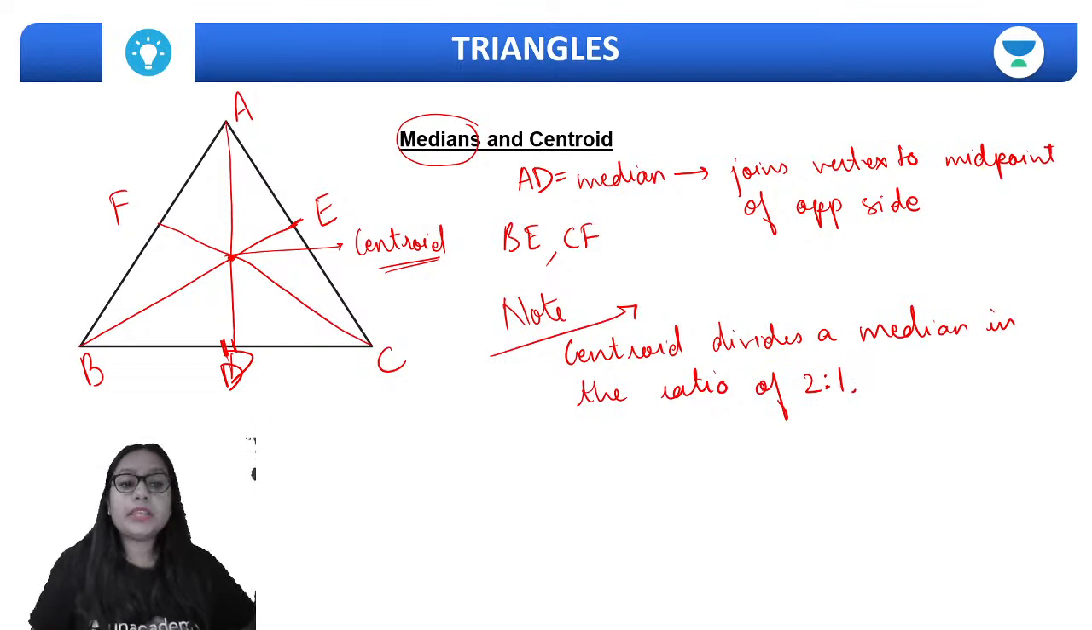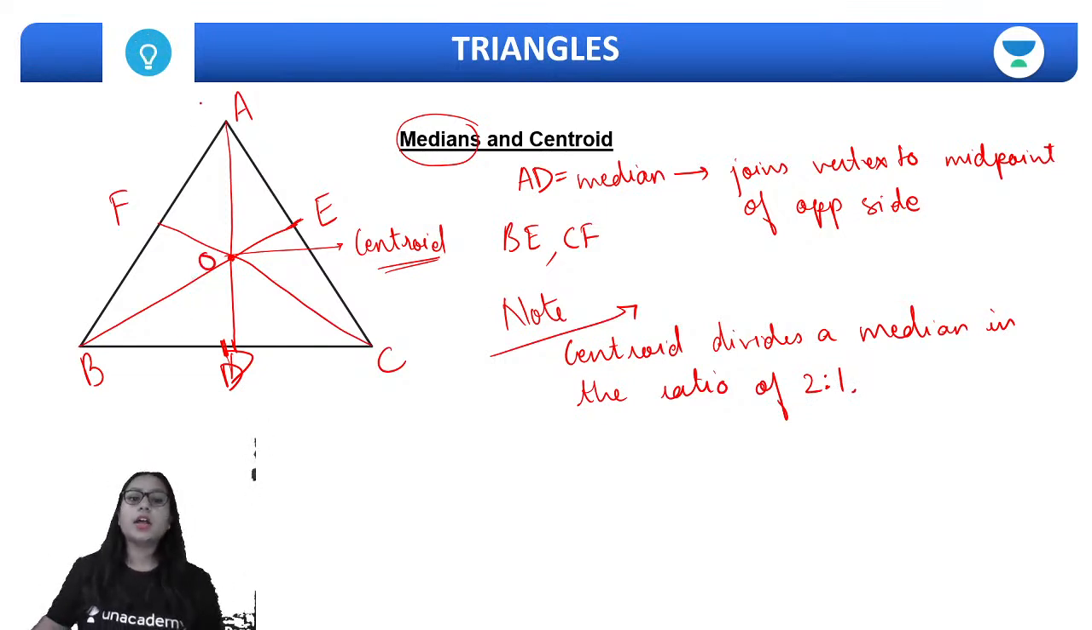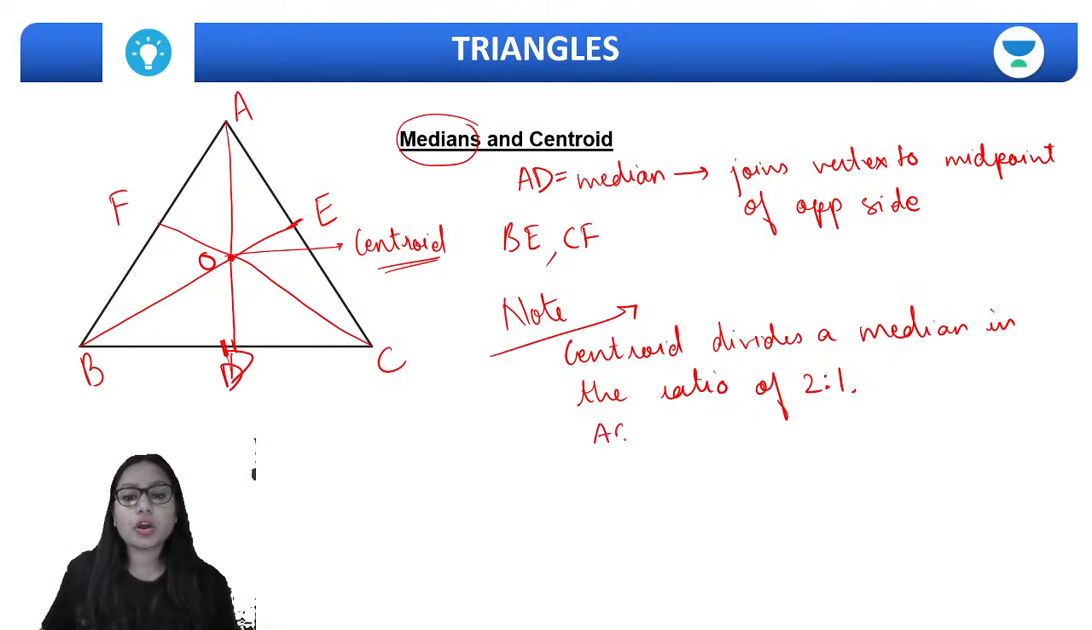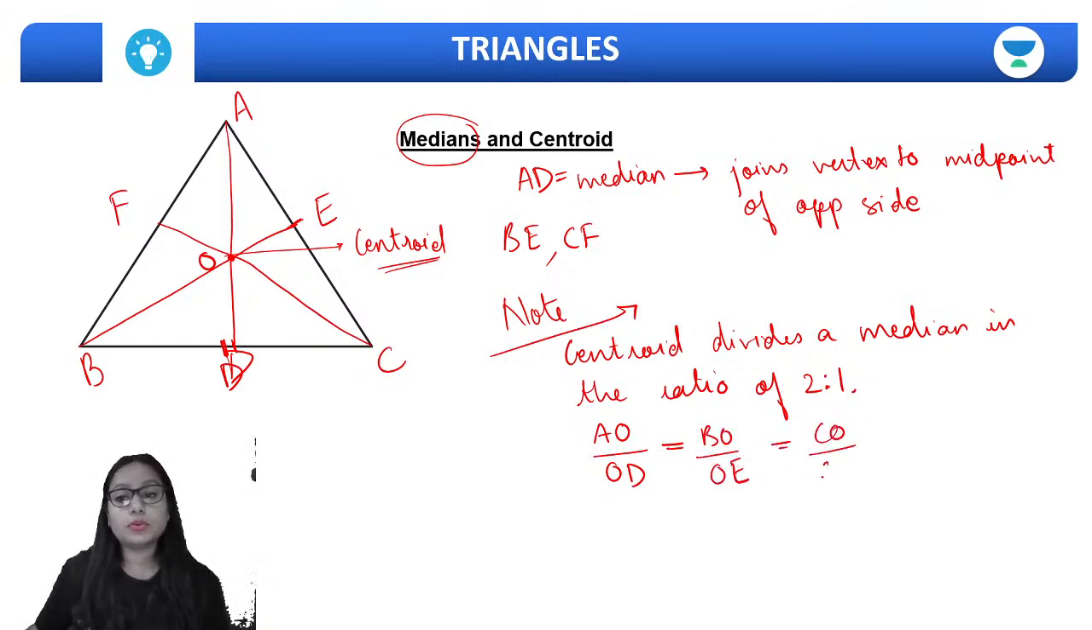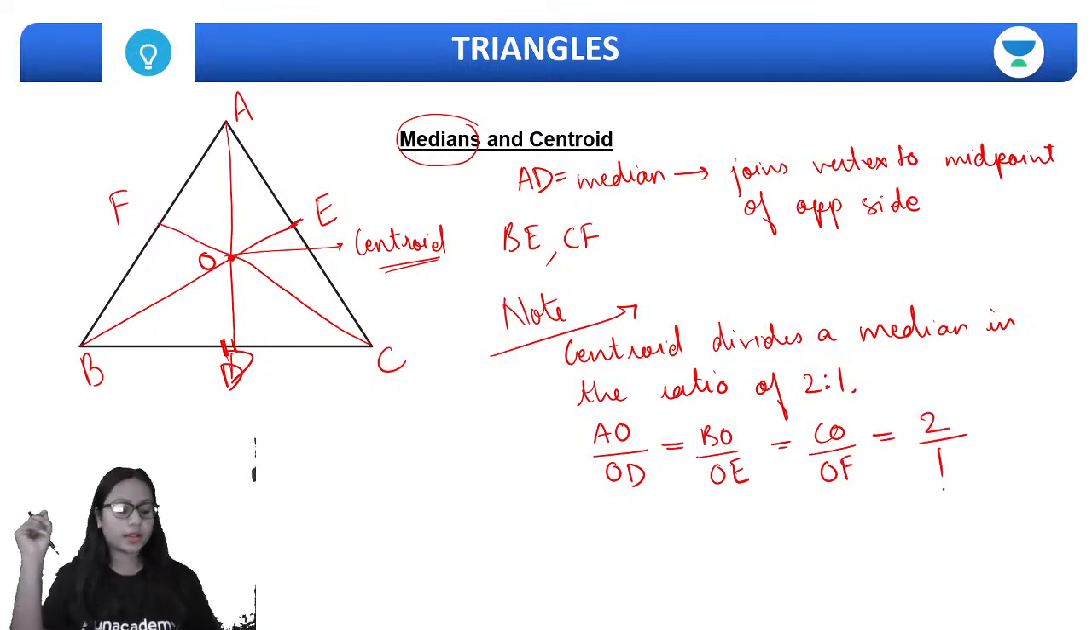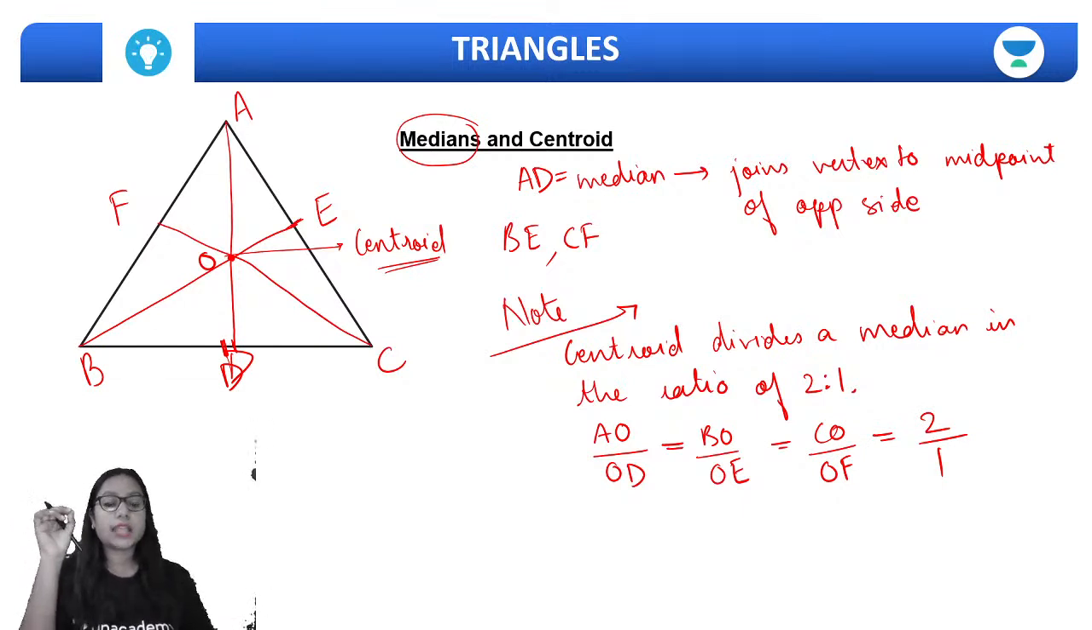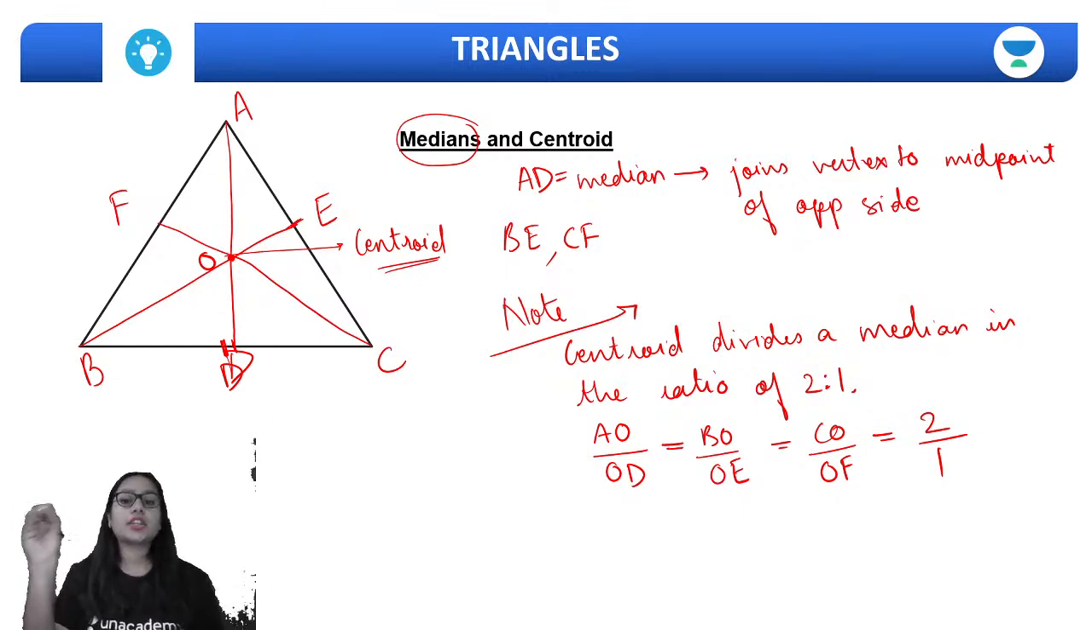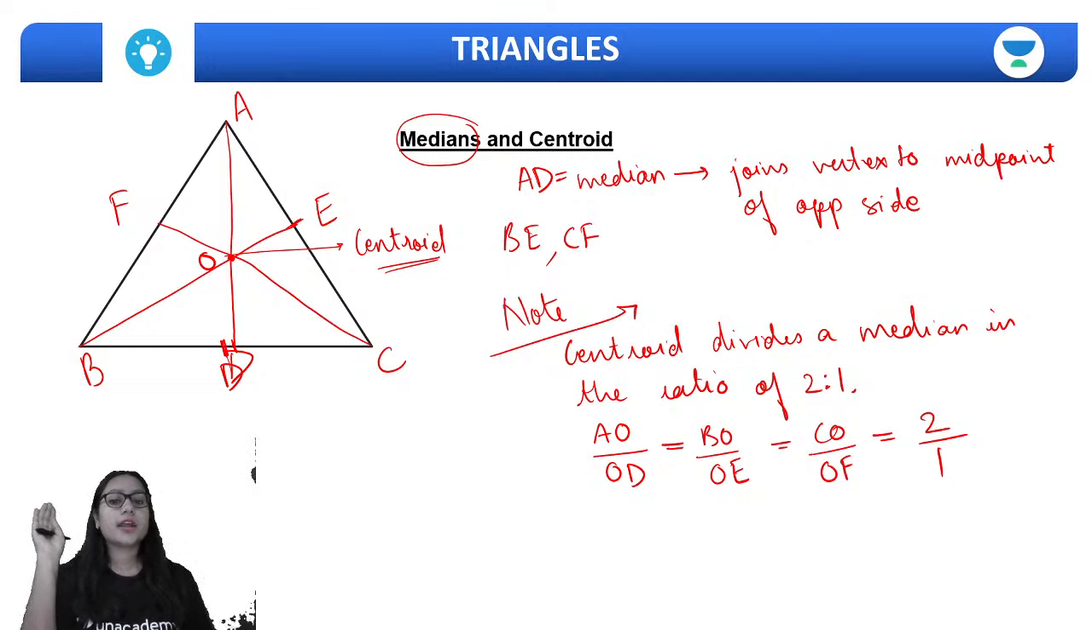Okay, so what do I mean by this? If I take the point O as the centroid, then the ratio of AO to OD will be equal to BO to OE, will be equal to CO to OF, and this ratio would be 2:1. So the centroid of a triangle divides its median in the ratio of 2:1.